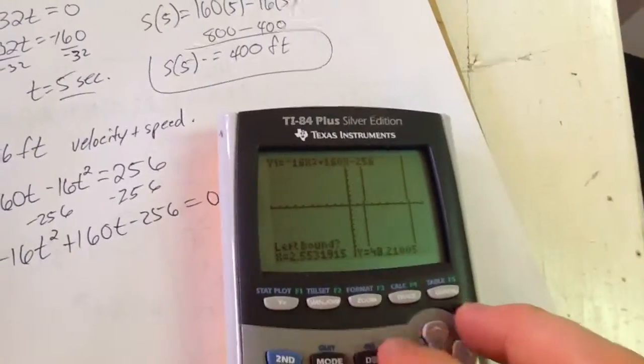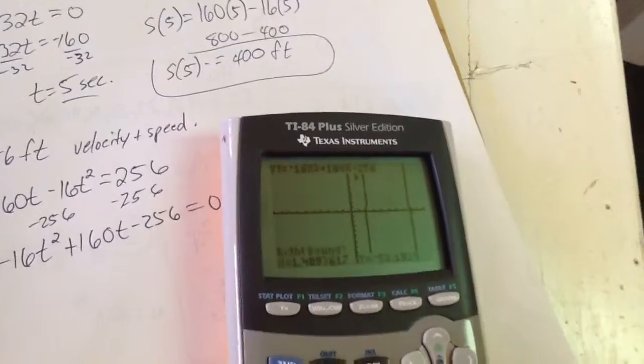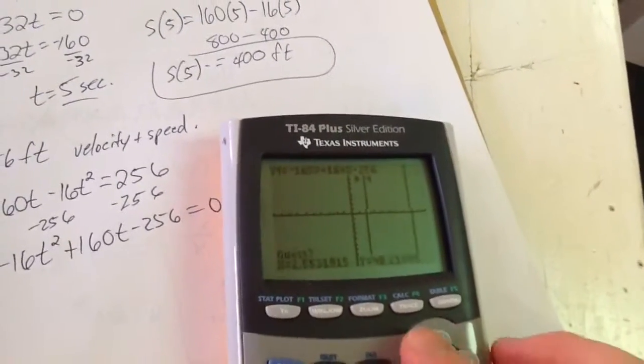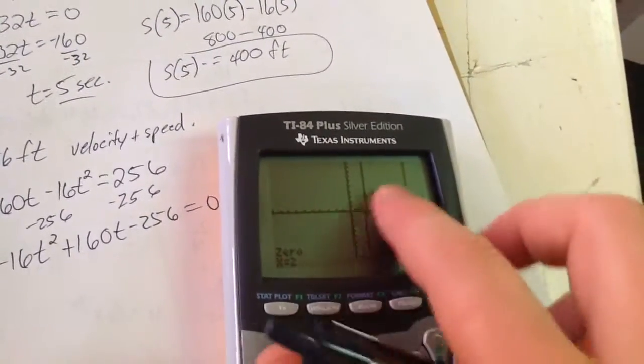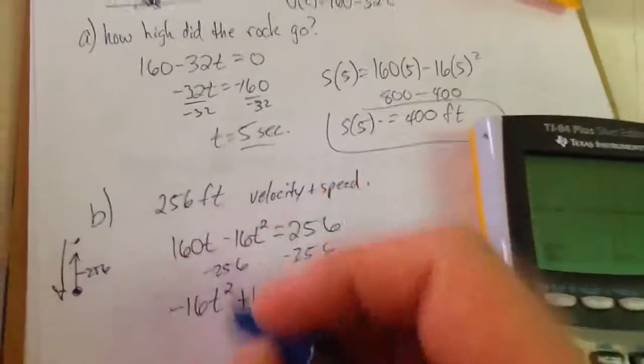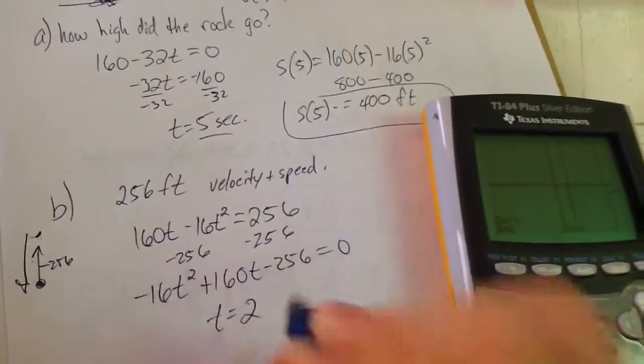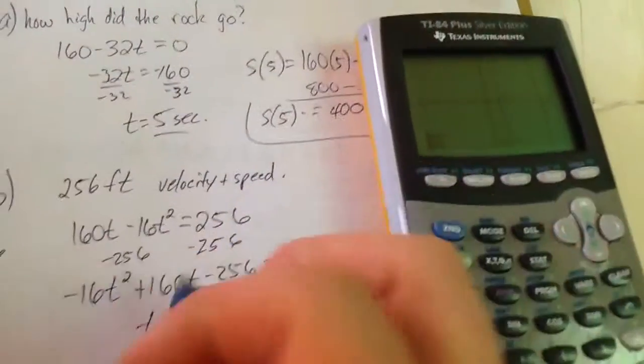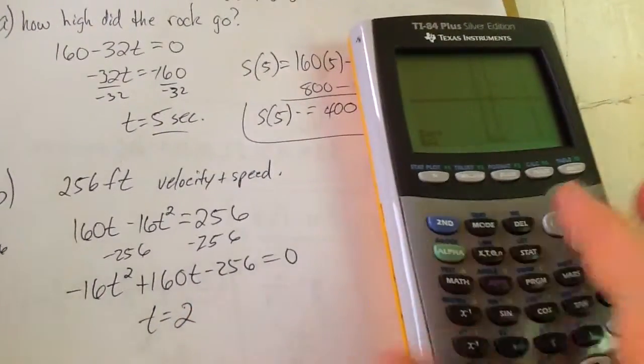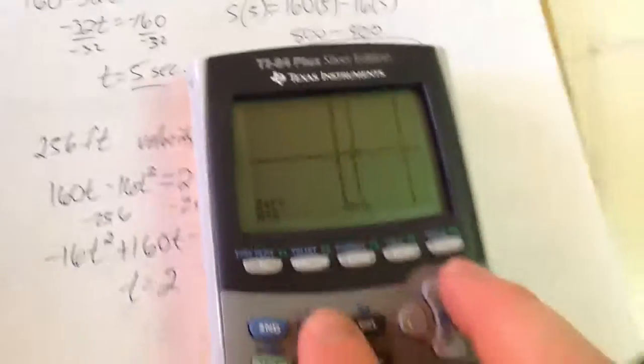That looks like it's about 2. So I go to the left of 2. There we go, to the right of 2. There we go, guess. Oh, 2, 0. So t equals 2. You could also factor out a 16 of this and then factor it. You could try that way if you're not feeling this.